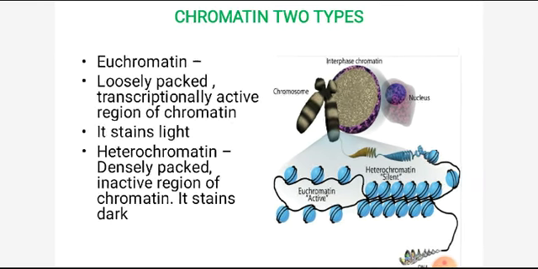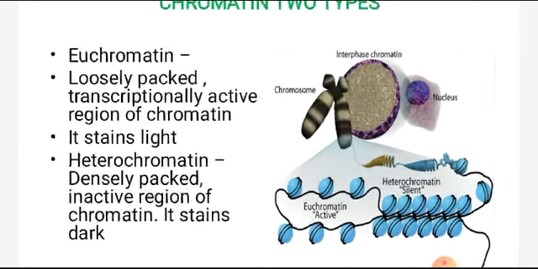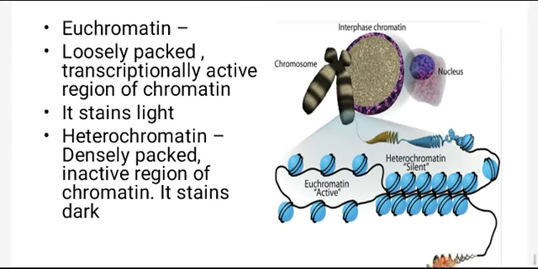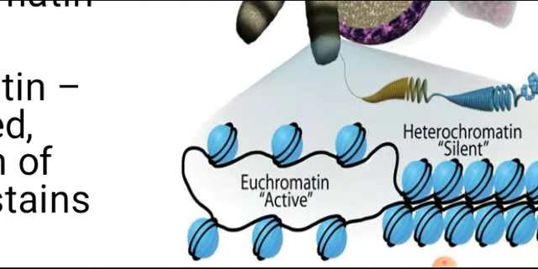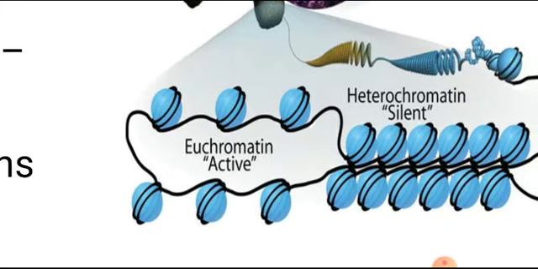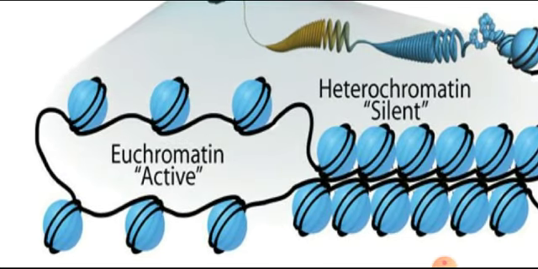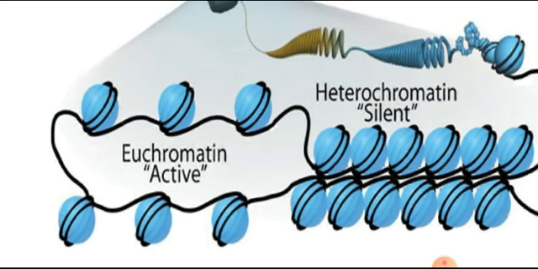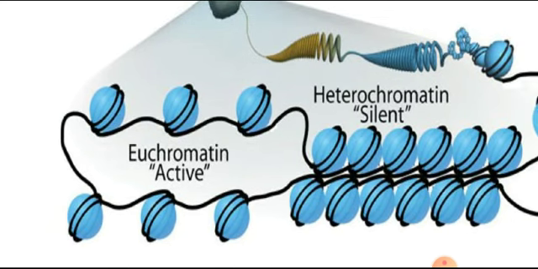What is the difference between euchromatin and heterochromatin? Euchromatin is loosely packed, heterochromatin is densely packed. Euchromatin is a transcriptionally active region, heterochromatin is an inactive region. Euchromatin stains light and heterochromatin stains dark.